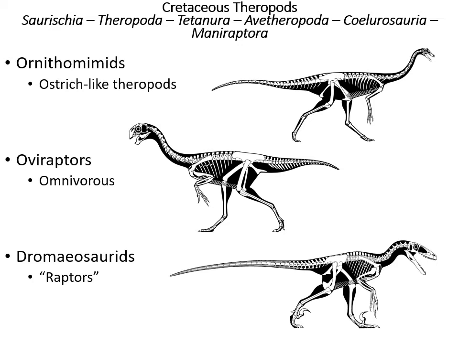The ornithomimids are sometimes called our ostrich mimic or ostrich-like theropods because really, if you take off the tail and put wings on there instead of arms, they look very, very similar to a modern-day emu or ostrich. Oviraptors are a very strange group of potentially omnivorous theropods that have very strange chicken-like faces. And then the dromaeosaurids are the ones that we would more commonly call the raptors.